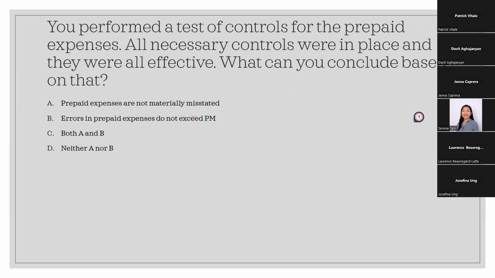Okay, last question. One minute to the quiz before the instructor comes here. So we're gonna go quick. You perform a test of controls for the prepaid expenses. All necessary controls were in place and they were all effective. What can you conclude based on that?